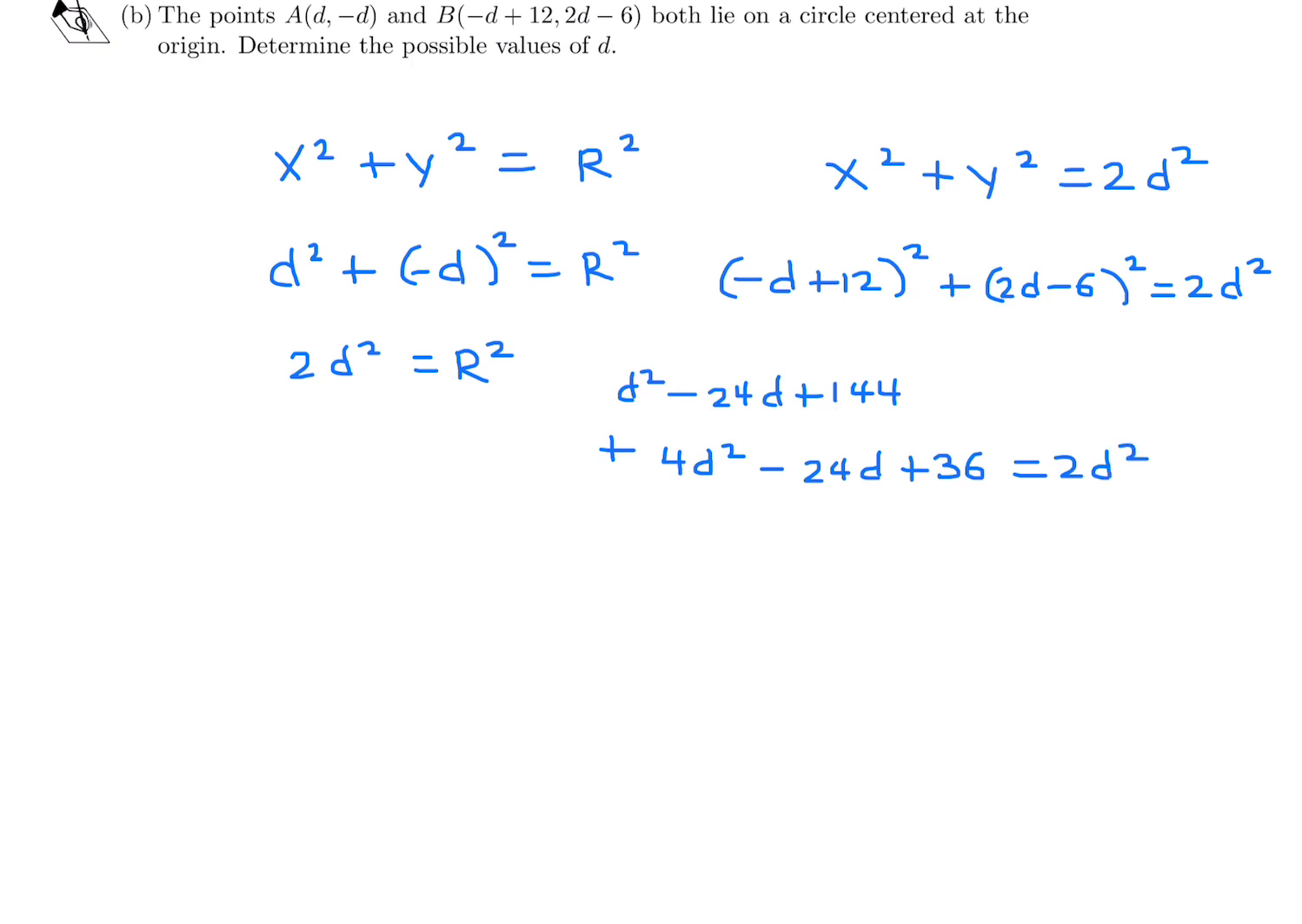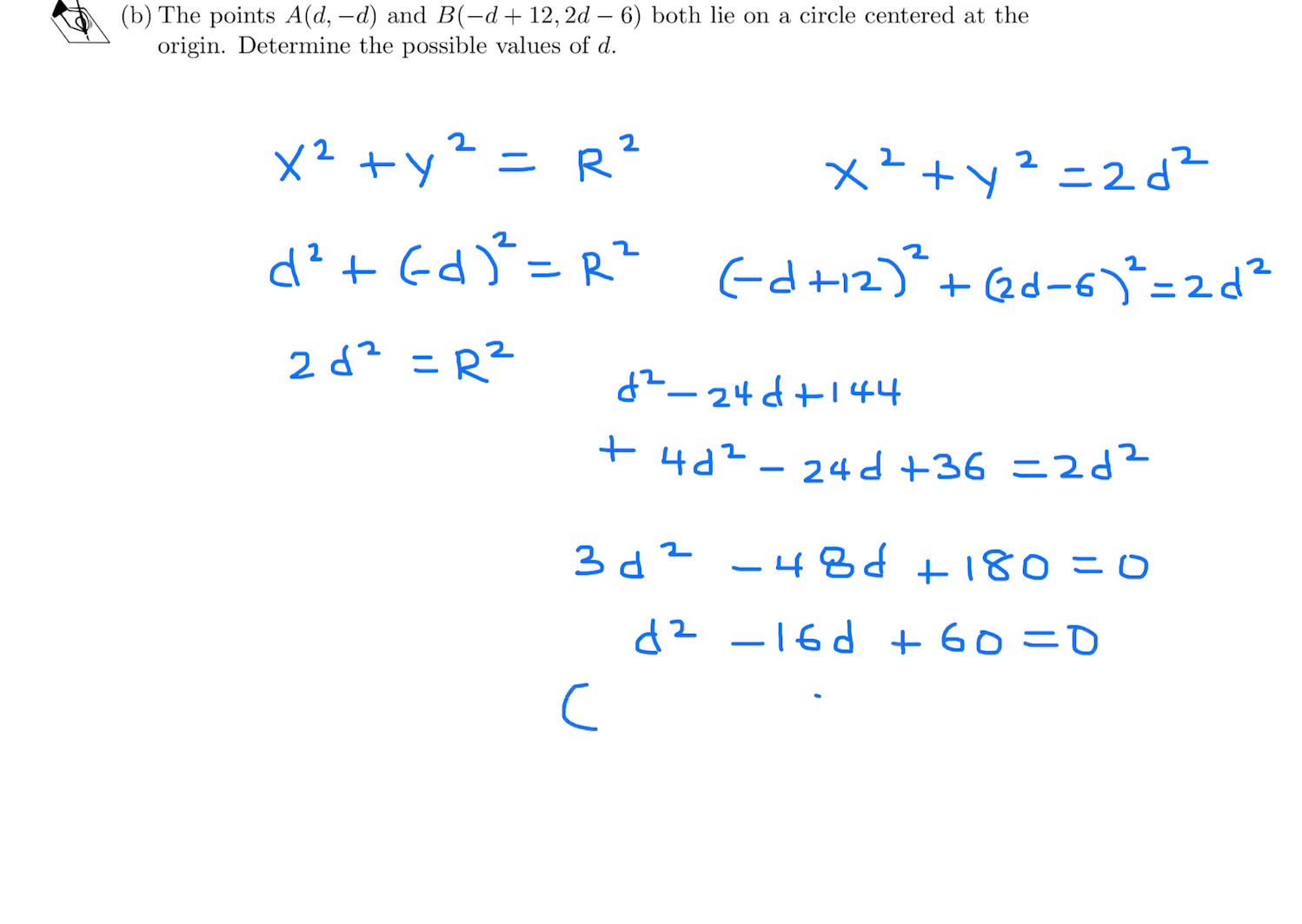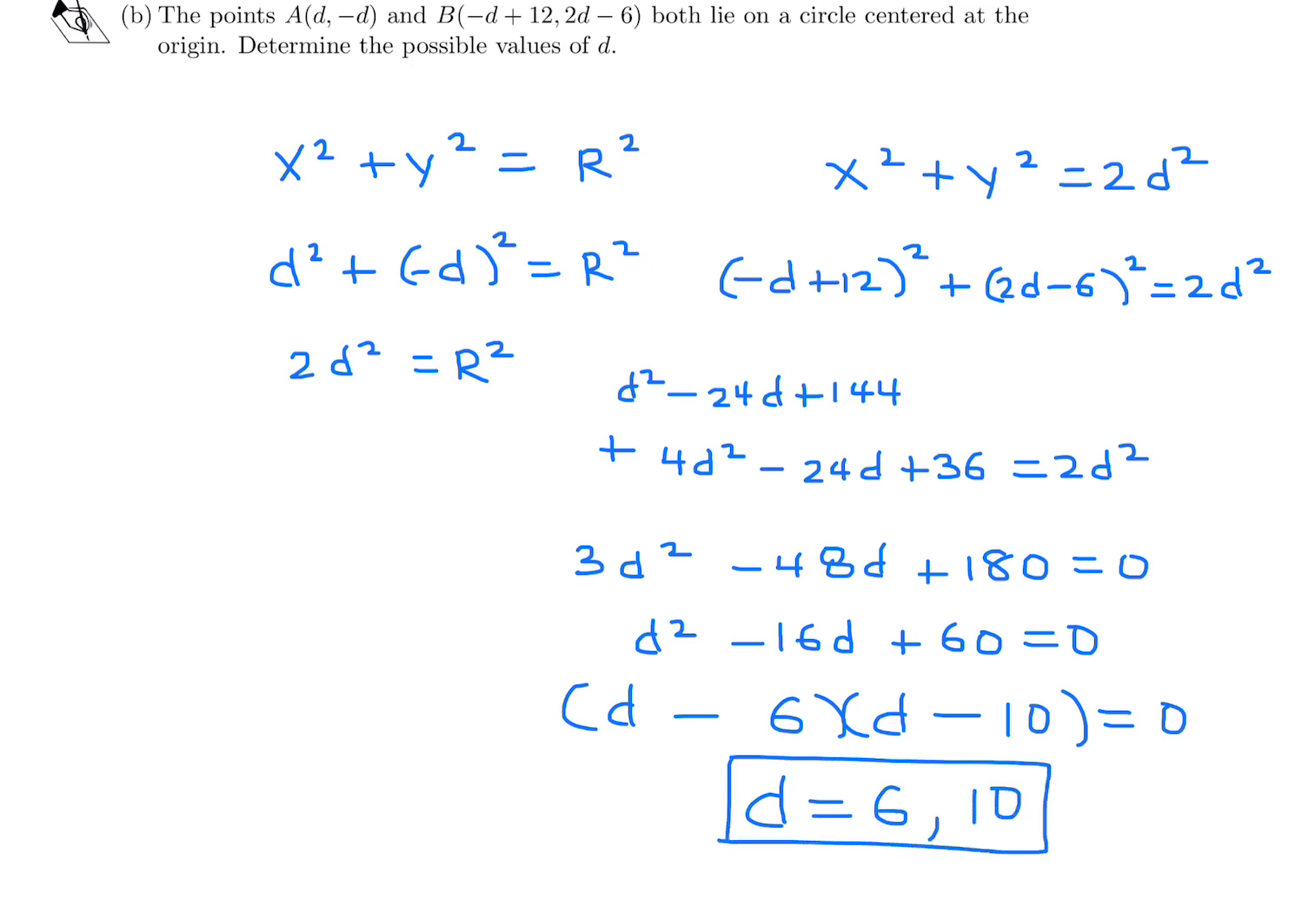Let's put everything on one side, collect like terms, and I'll get 3d squared minus 48d plus 180 is equal to 0. Divide through by 3, and when you do, you get d squared minus 16d plus 60 is equal to 0. And I think this will factor, so I don't have to use the quadratic formula. Let's see here. 6 and 10. That should do it. Minus, minus. Yeah. So d is equal to 6 or 10. And there you go. Those are the possible values of d.